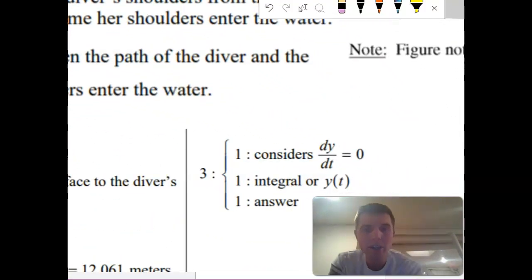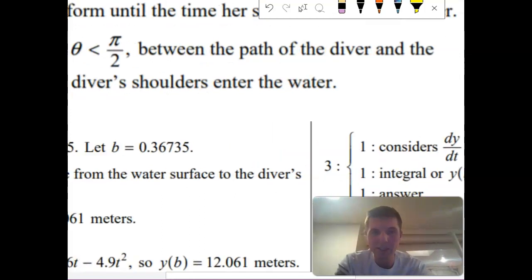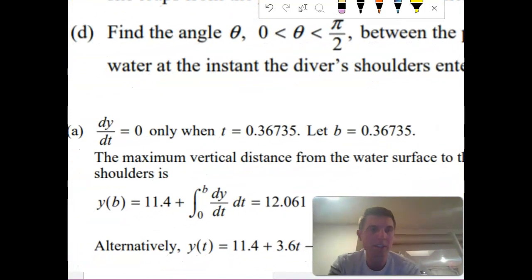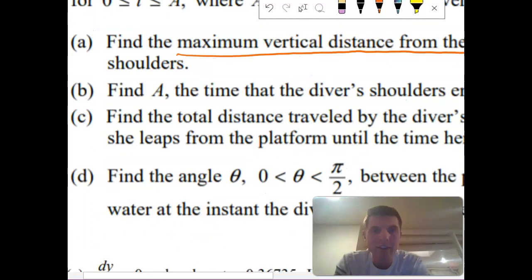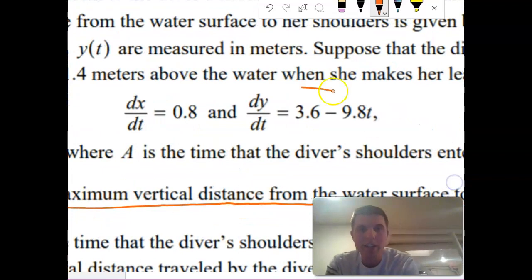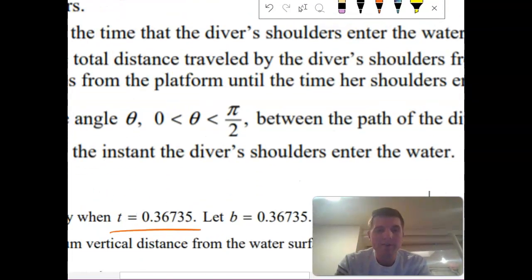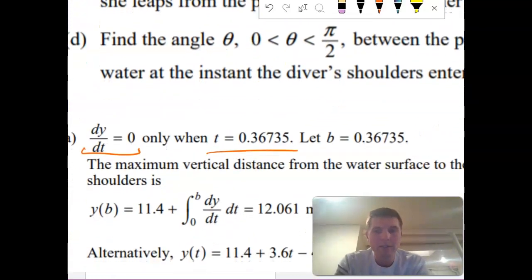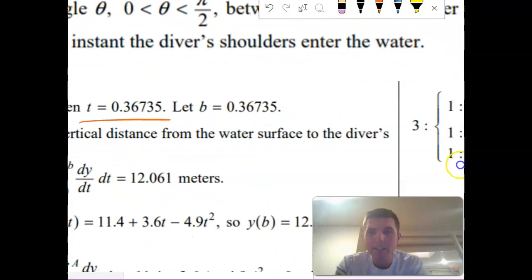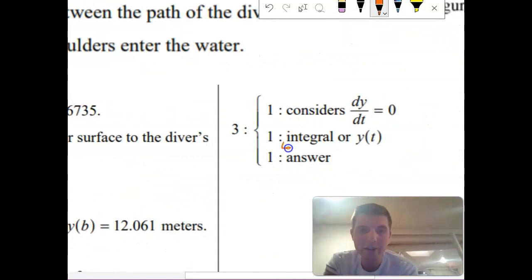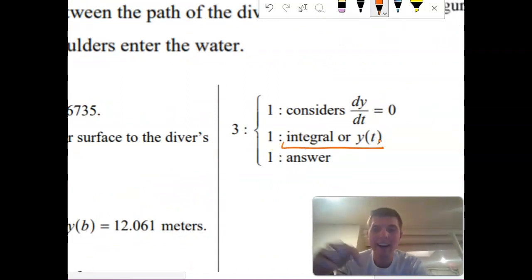Number 1, did you say, yes, I know that the slope is 0 right there. It says dy/dt equals 0 only when t equals 0.36735. So essentially we set this thing equal to 0 and solved it. That's 1 point. Second point, did you either do an integral or find an antiderivative?